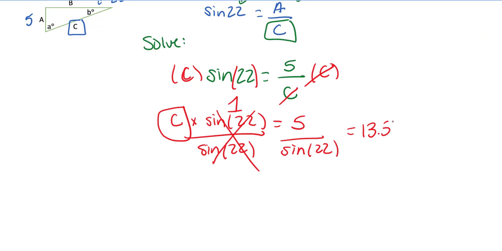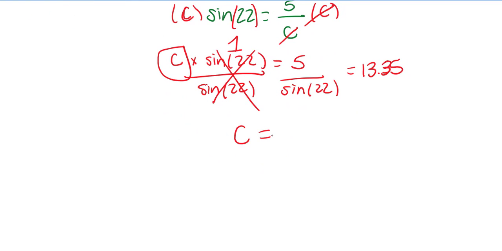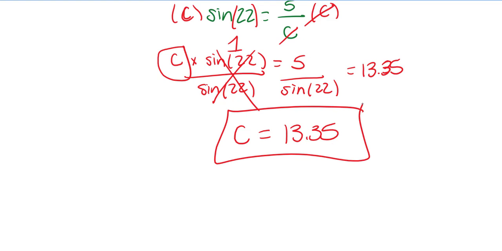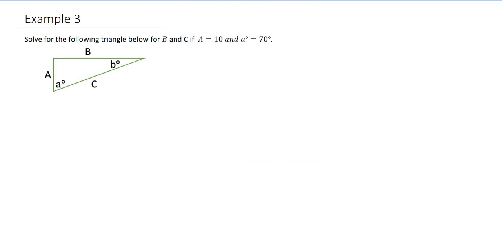So 13.35. So that's what c is equal to. So we solved for our side. Now let's do another example. Example 3: solve for the following triangle below for B and C. So we're solving for two things.